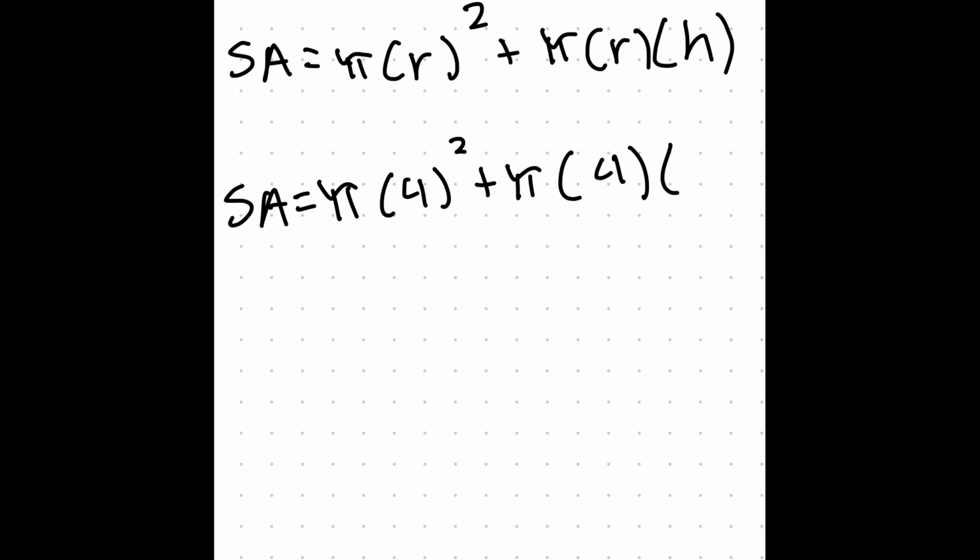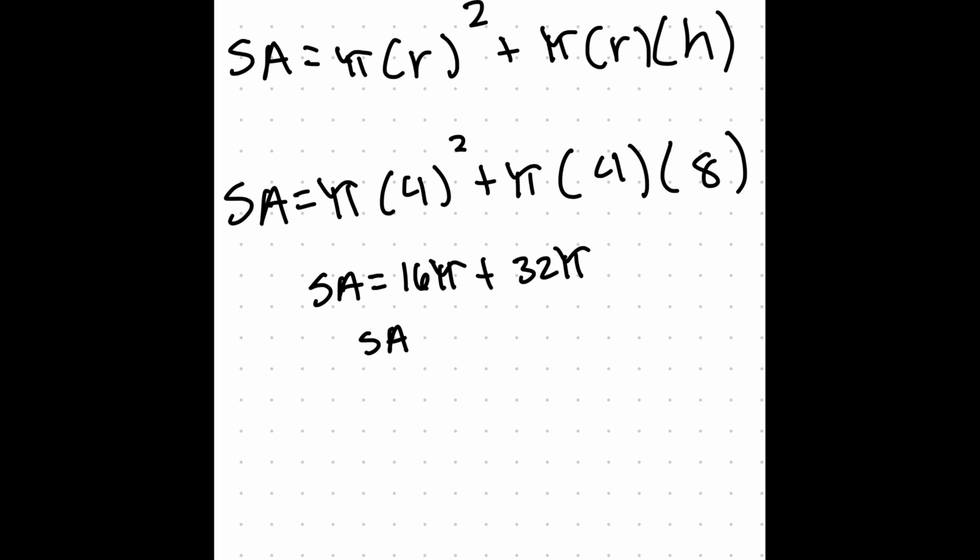Okay, let's solve the left side first. For this problem, I'll be leaving it in terms of pi, just because that's what we always do. 4 squared is equal to 16, so 16 pi plus 4 times 8, which is 32, 32 pi. And if we add these together, we get surface area is equal to 48 pi inches squared. And that is the first half of our problem.